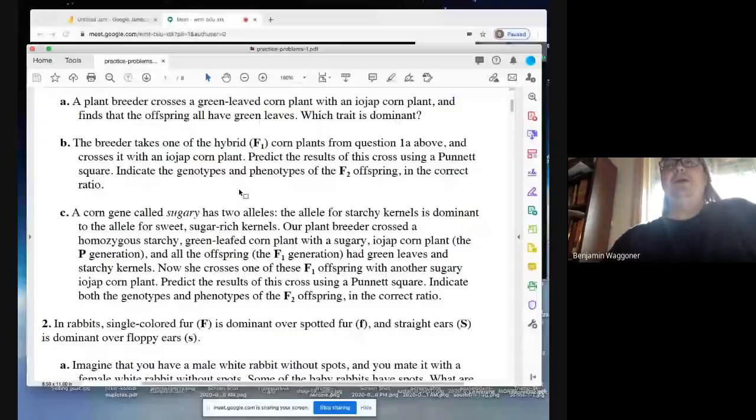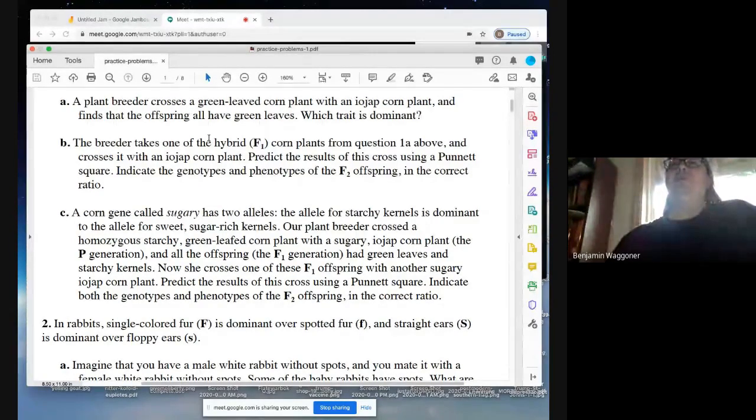The first question is that a plant breeder crosses a green-leaved corn plant with an IOJAP corn plant, one with stripy leaves, and finds that the offspring all have green leaves. So which trait is dominant? Well, all of the offspring have green leaves. They don't have any kind of half and half state. None of them look IOJAP, so we'd say that green leaves is dominant to IOJAP. So that one should be fairly easy.